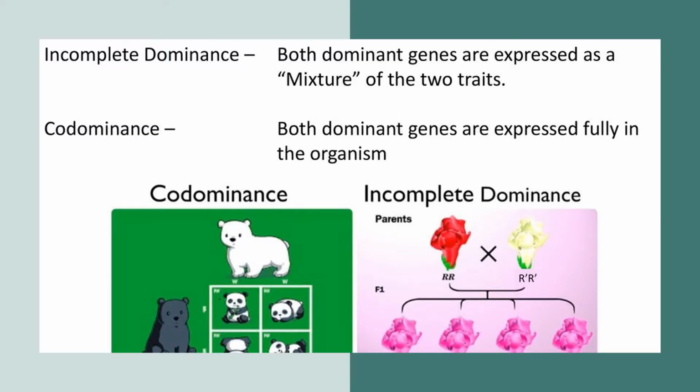In incomplete dominance, both dominant genes are expressed as a mixture of the two traits. Meaning to say, there's a blending and combination of the two traits coming from the parents, making another trait. On the other hand, in co-dominance, both dominant genes are expressed fully in the organism. Meaning to say, the two traits coming from the parents are equally shown by the offspring. For the following slides, what we're going to do is to identify if it is for incomplete dominance or co-dominance. Let's start.